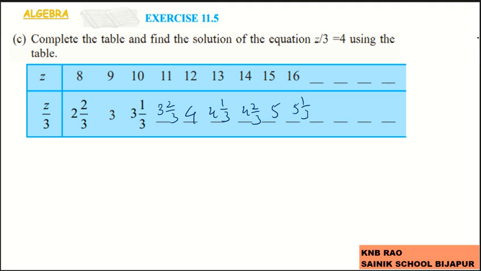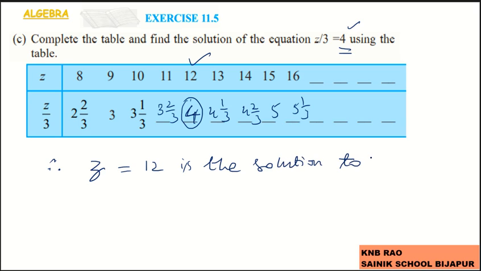We can write, but here in the equation right hand side is 4. That means we got at z equals to 12 only the left hand side value becoming 4. Therefore, we say z equals to 12 is the solution to the equation z upon 3 equals to 4. So, this is how we solve.